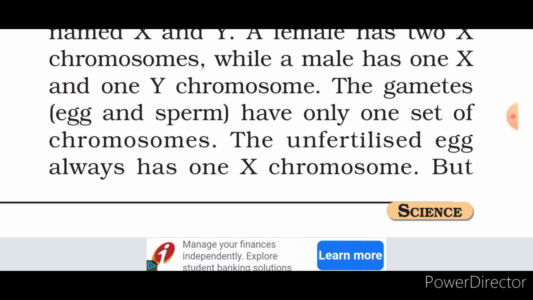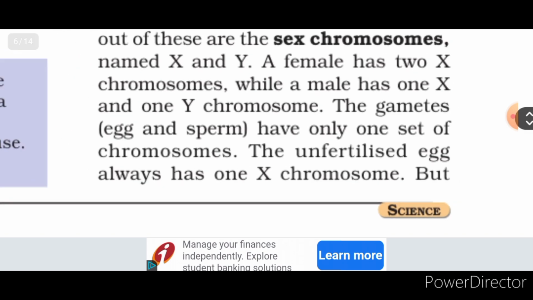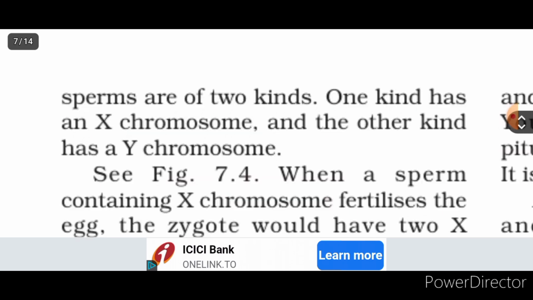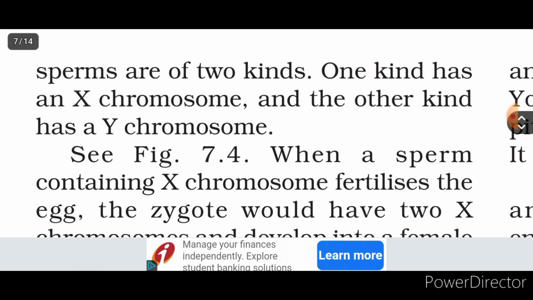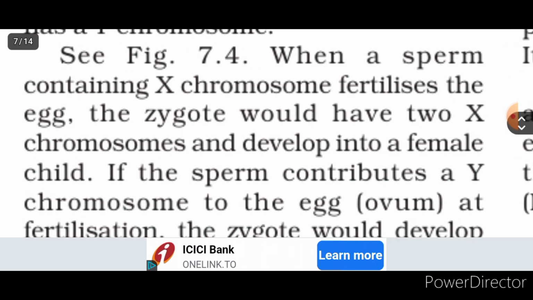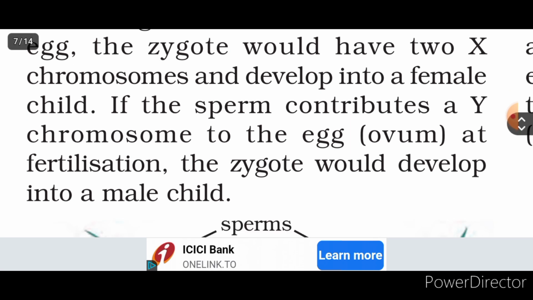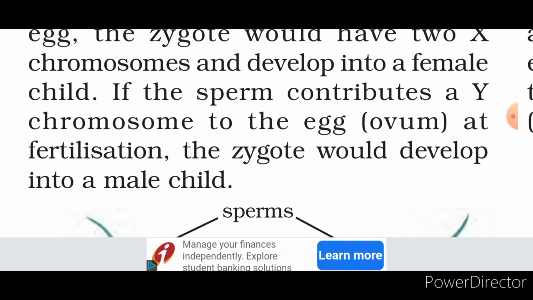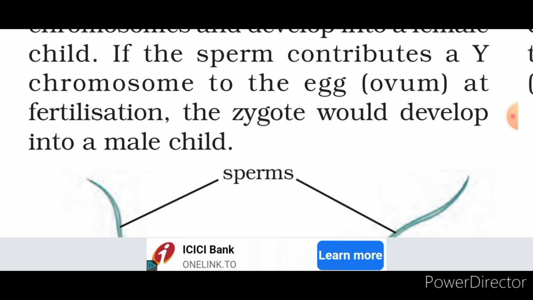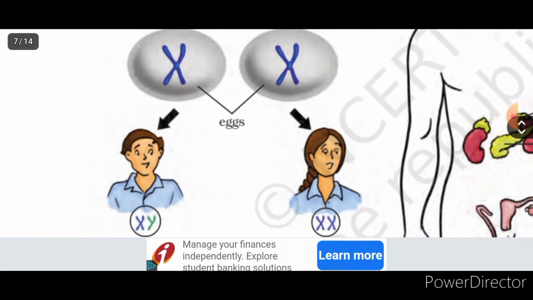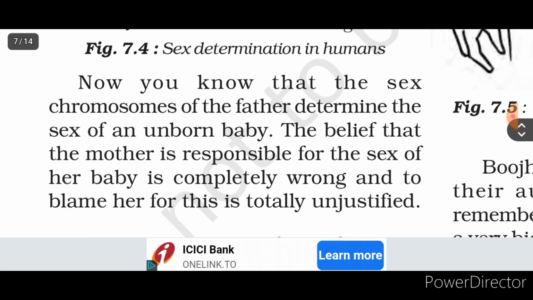The gametes, egg and sperm, have only one set of chromosomes. The unfertilized egg always has one X chromosome, but sperms are of two kinds. One kind has an X chromosome and the other kind has a Y chromosome. When a sperm containing an X chromosome fertilizes the egg, the zygote would have two X chromosomes and develop into a female child. If the sperm contributes a Y chromosome to the egg at fertilization, the zygote would develop into a male child. Now you know that the sex chromosomes of the father determine the sex of an unborn baby. The belief that the mother is responsible for the sex of her baby is completely wrong.